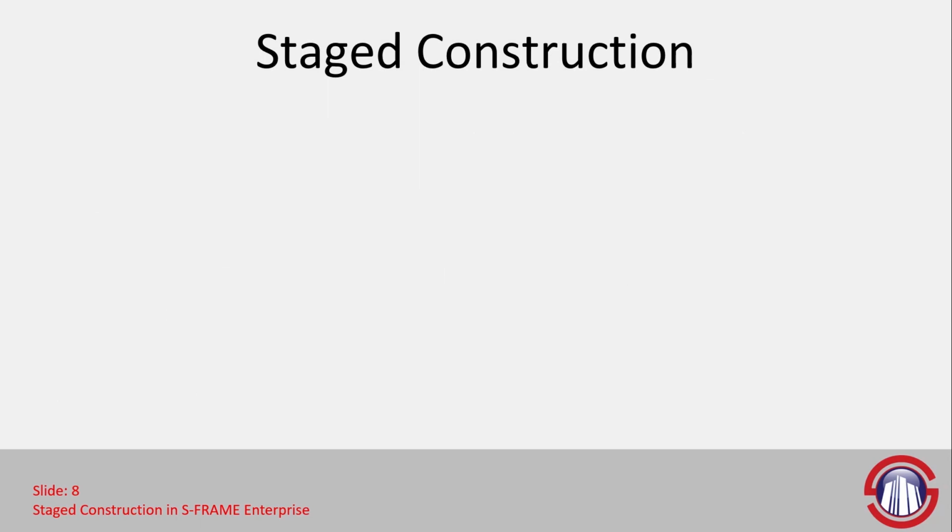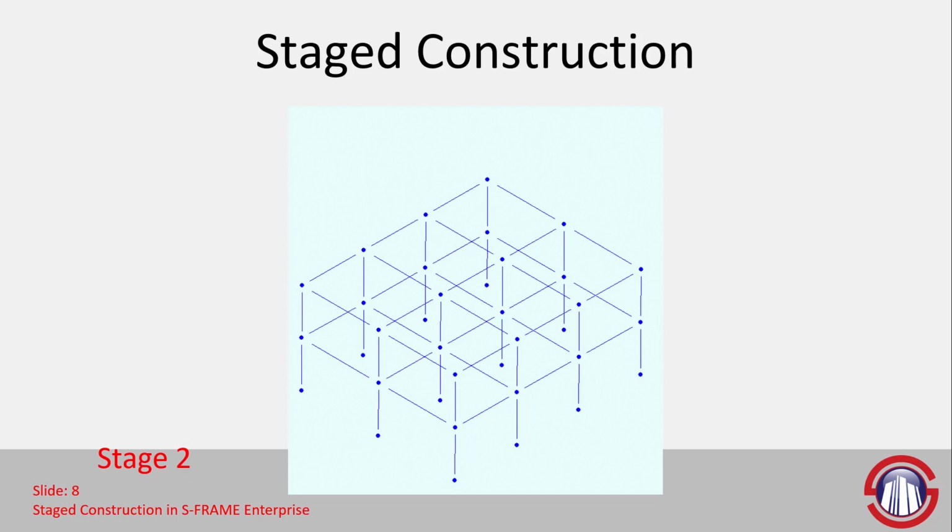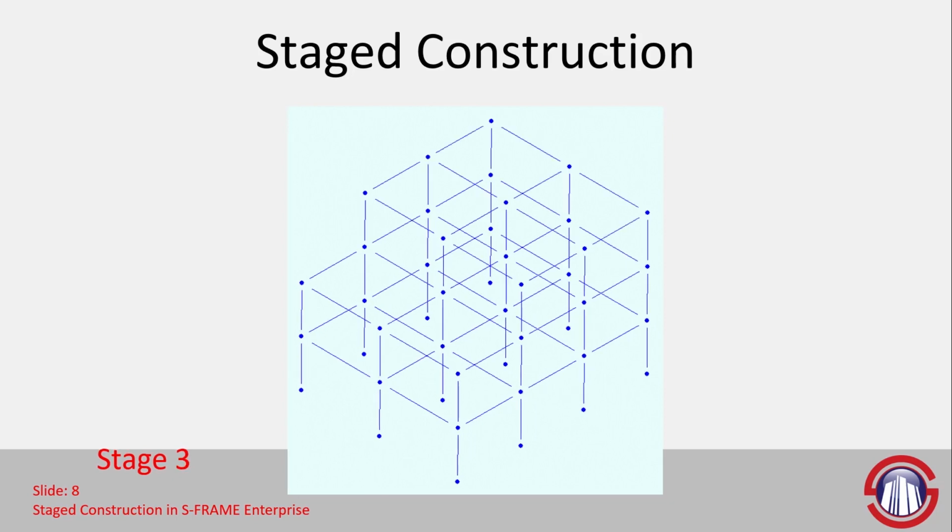Here's an example similar to the one we're going to work with. A regular framework conformed by 3 stories. We will define the geometry first, and then assign one stage per story, as you can see here. So we have stage 1, stage 2, and stage 3. And we will check on some of the results.